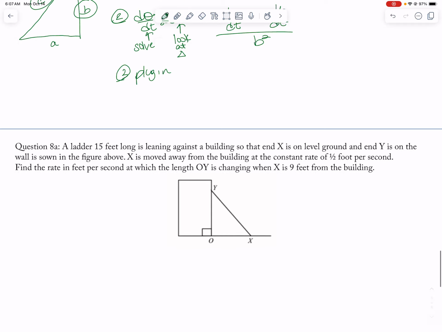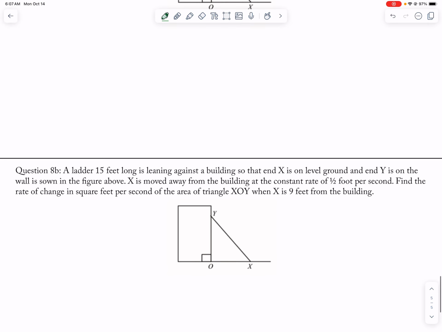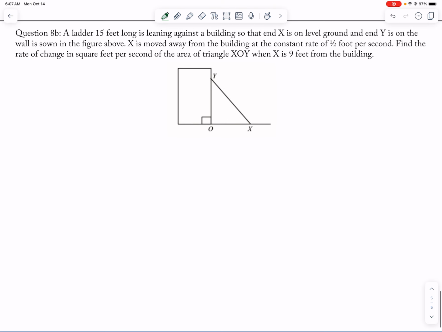All right. And then this one follows the same thing as question 7. So that is it for this section.